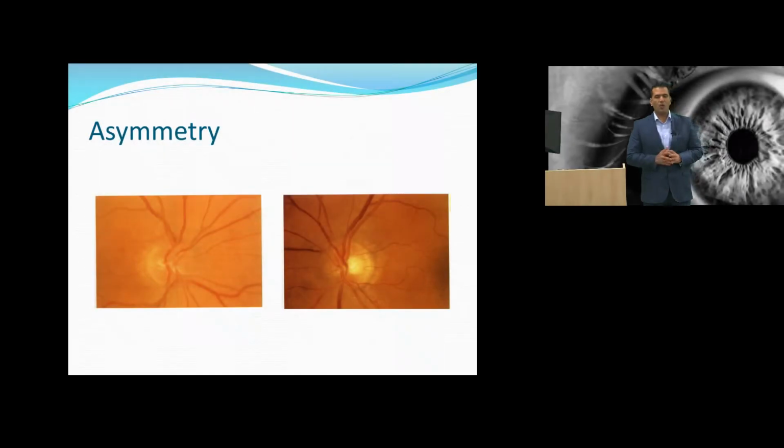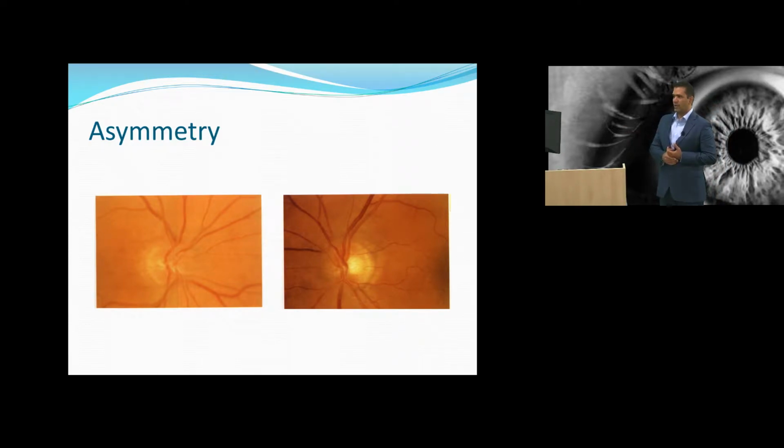Asymmetry. In glaucoma patients, we are really interested in comparing right eye to left eye. The right eye to left eye comparison tells us if the CD ratio is quite asymmetric, greater than 0.2 when compared from right eye to left eye, then they could be suspicious for glaucoma.